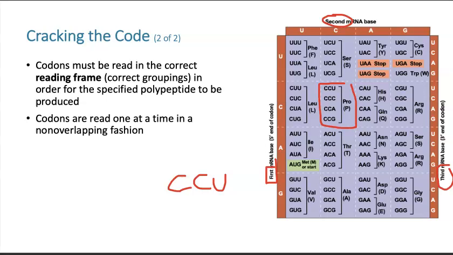We also say that codons must be read in the correct reading frame or group. Just keep in mind that that's another way to say that they're not overlapping. They're separate words. So you read one codon at a time, non-overlapping.